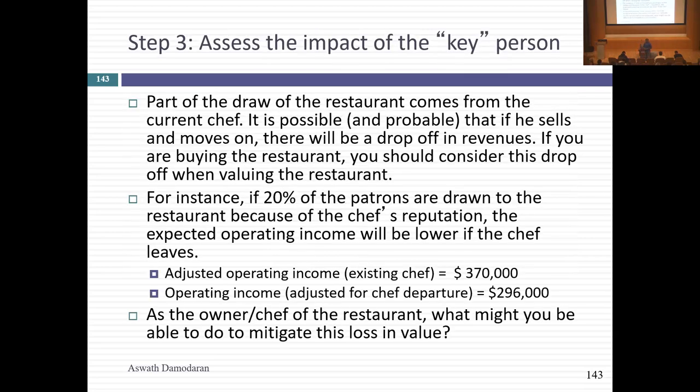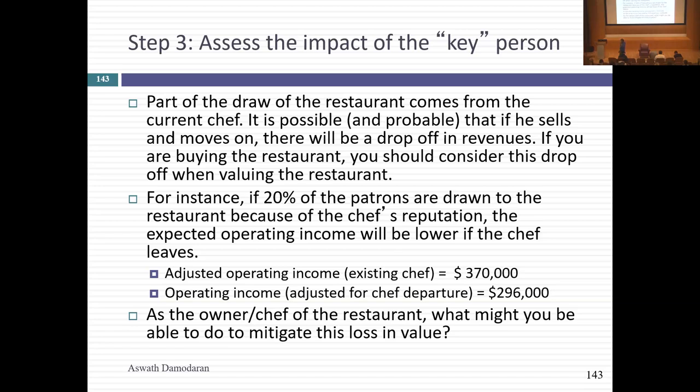Step three, I'm going to stop and check to see how much of an effect the chef leaving is going to have. I've replaced him with a new chef, but remember one reason the restaurant is at capacity is because people coming in like the chef, they like the food. And I don't know what percentage of those people will not show up the next day if I buy the restaurant with a new chef. So I estimated that loss of revenue that I'm going to get if the chef leaves to be 20% of my operating income. So I'm going to take 370,000 and knock it down by 20%. This is the key person discount we talked about towards the end of each class. It's lowering my operating income.